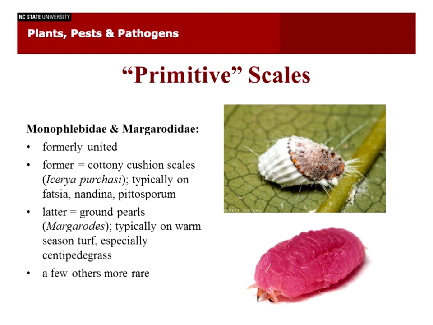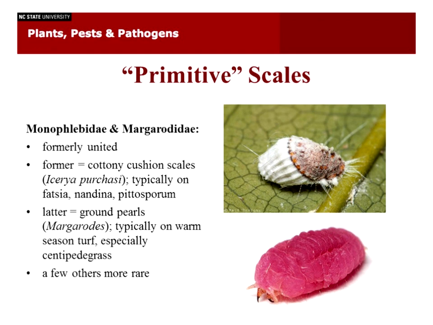So the first group will be some of what we would call primitive scales. These are kind of at the base of the scale tree. They are a little bit less scale-like. They often have many segments in their antennae. They usually have well-developed legs and such.